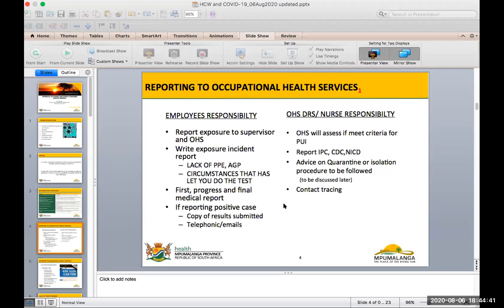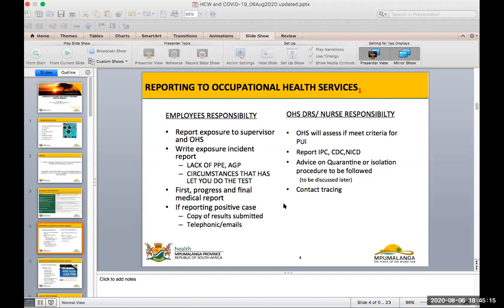So in terms of compensation, the guideline currently being followed is the 1993 Compensation Act for any occupational compensation, be it COVID or anything else. But in this context, we're talking about COVID. First and foremost, it needs to be confirmed that it's an occupationally acquired COVID-19. So there has to be proof of occupational exposure to a known source. By that, I mean the patient's results need to be submitted.